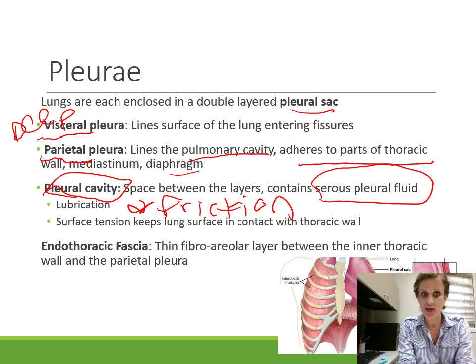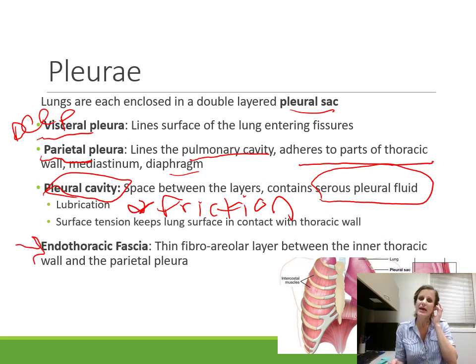The endothoracic fascia is a thin layer of fibrous areolar connective tissue that's between the inner thoracic wall and the parietal pleura. So between the parietal pleura and the inner thoracic wall, there's this really thin layer of areolar connective tissue. This endothoracic fascia is important for you guys because it provides a cleavage plane that surgeons can use when gaining access to the structures inside the thoracic cavity.